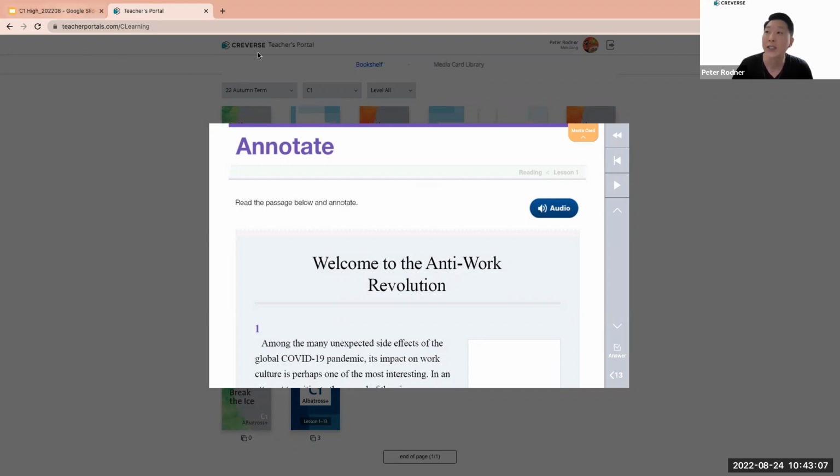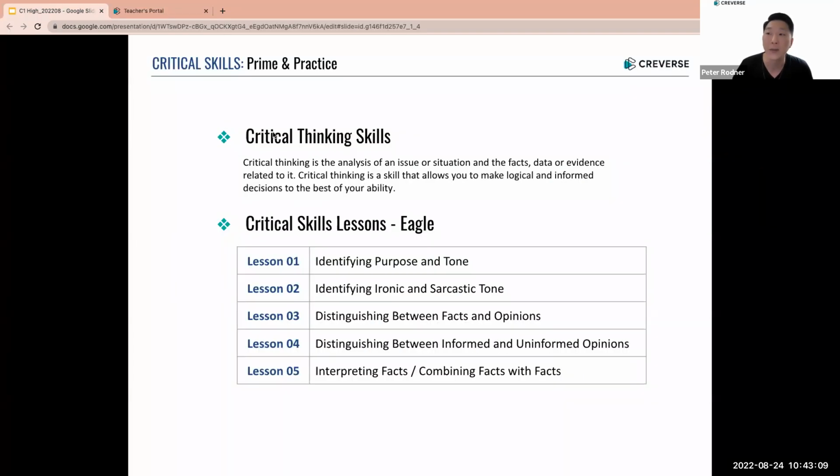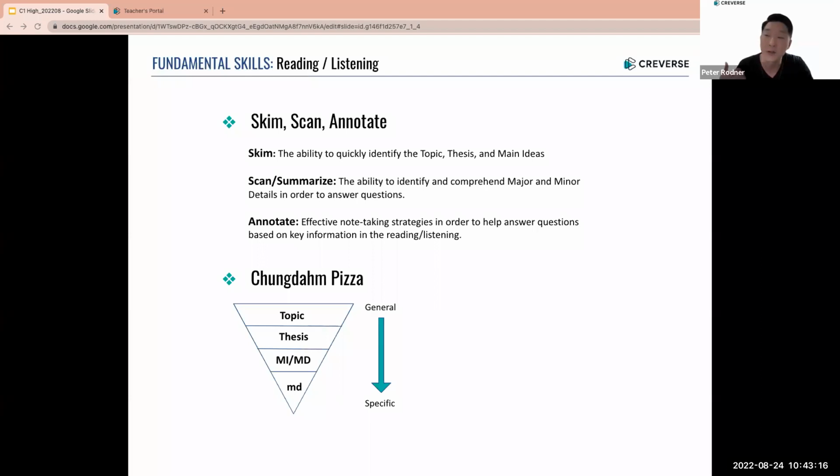Okay. So here, the skills for the C1 high are pretty much the same as any other program that you've done, A2 or C1 low mid. Okay. You'll be introducing them to the skills of skim, scan, and annotate. Okay. In addition, you should know the Cheongdam pizza. They should know what is the Cheongdam pizza, what are we looking for, and how do we find it.